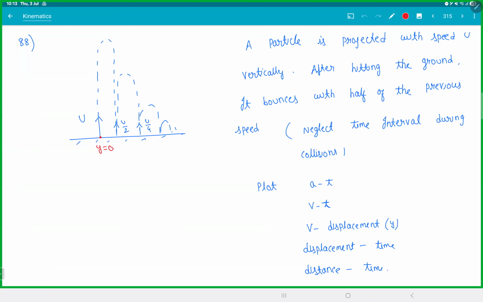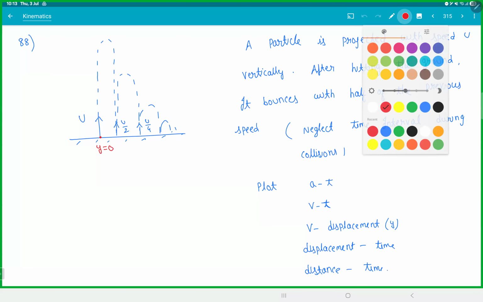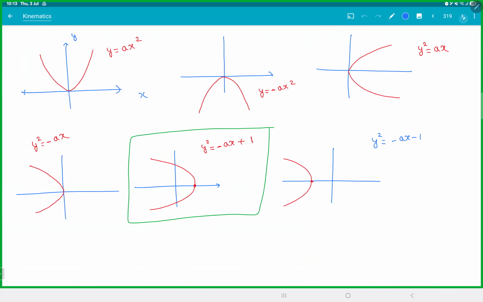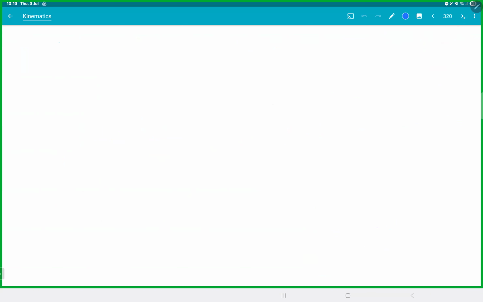What is the displacement time graph? Yeah, physics teachers are evil generally, so don't do anything. So if they ask you for a distance time graph, you need to know the displacement time graph. So look at the displacement: y is equal to ut minus half gt square. Right? This is also a parabola. This is how the graph looks.